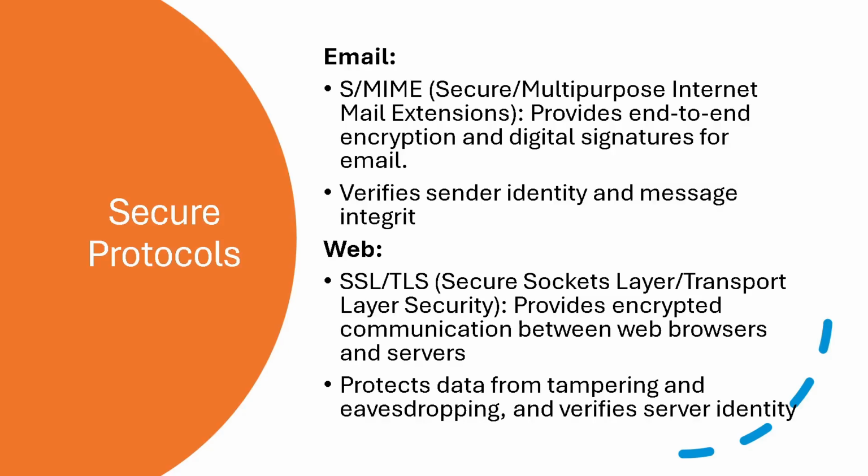Email. S/MIME, or Secure Multipurpose Internet Mail Extension, provides end-to-end encryption and digital signatures for email, which can help us verify the sender identity and message integrity. Web. SSL or TLS, which is the Secure Socket Layer or Transport Layer Security. TLS is an enhanced version of SSL, and both of these protocols provide encrypted communication between web browsers and servers. It protects data from tampering and eavesdropping and verifies the user and server identity.